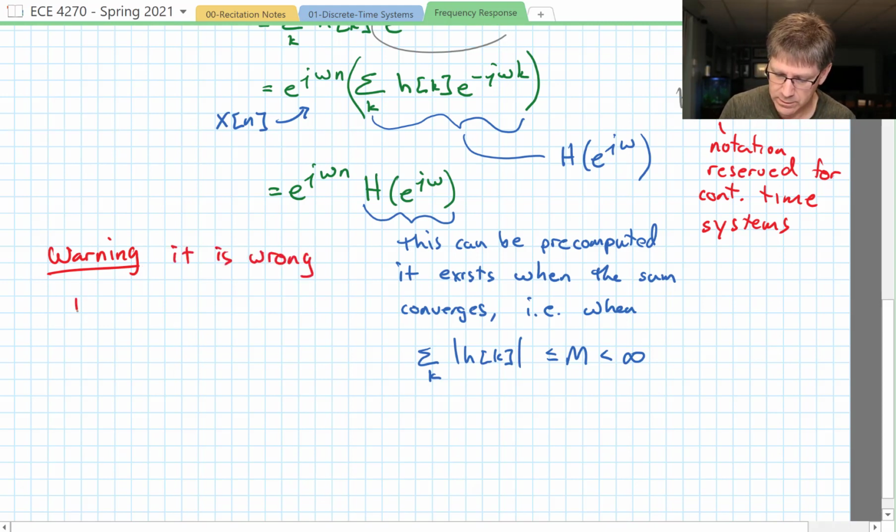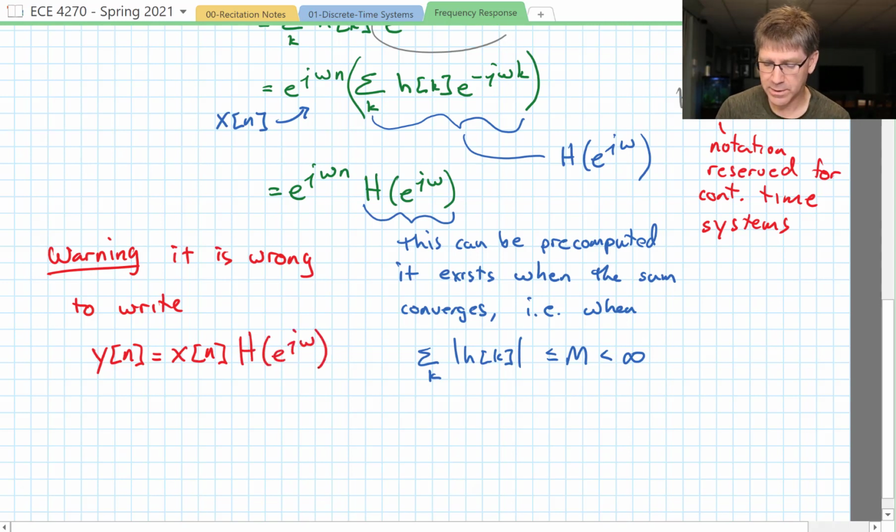It is wrong to write y of n is equal to x of n times H(e^{j omega}). Well, isn't that what we just had above? Yes, it is what we just had above, but that's only because we have a very special x. And if you ever find yourself writing like this, you're prone to make mistakes, and it's like bad grammar. It just sounds wrong to someone who knows their grammar. This is not what you should write.